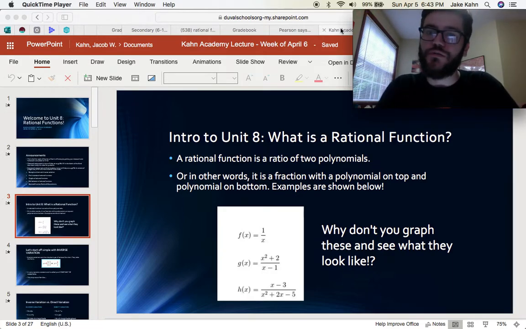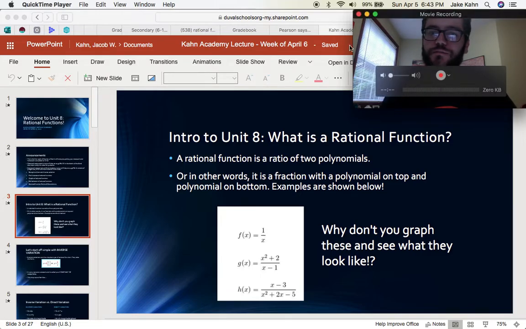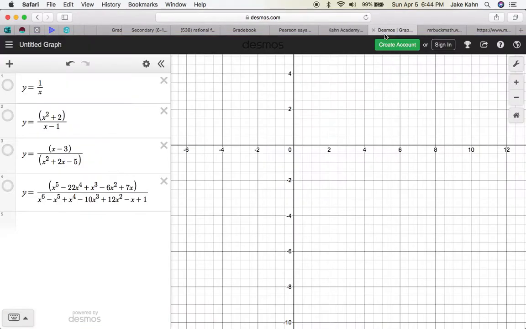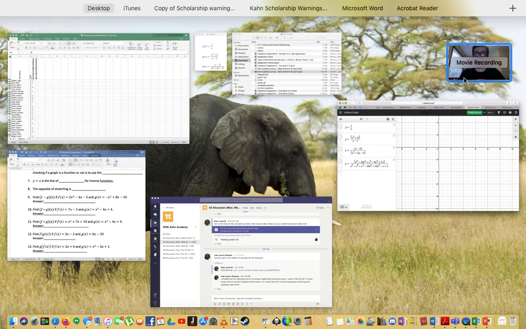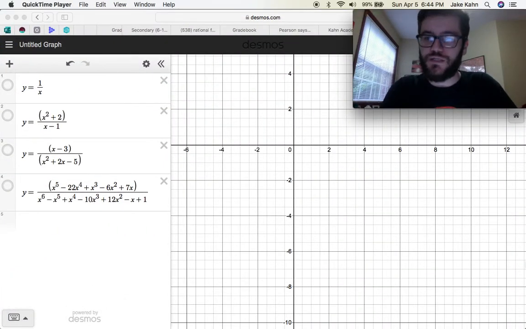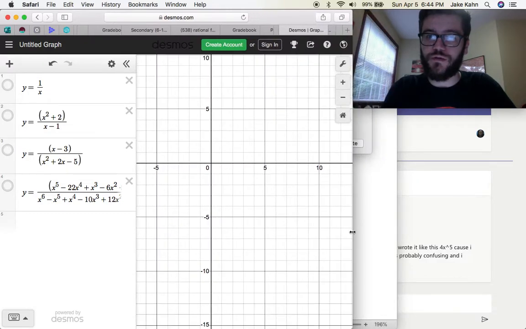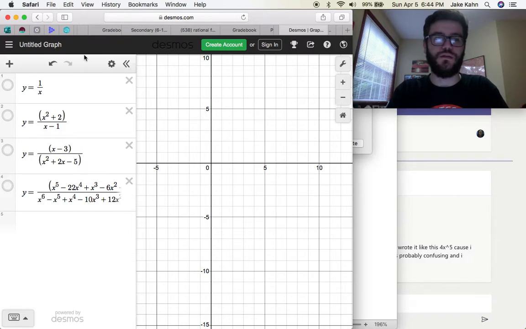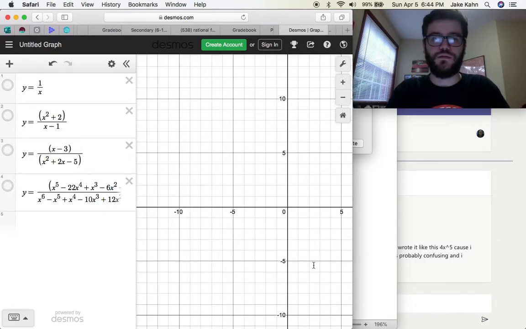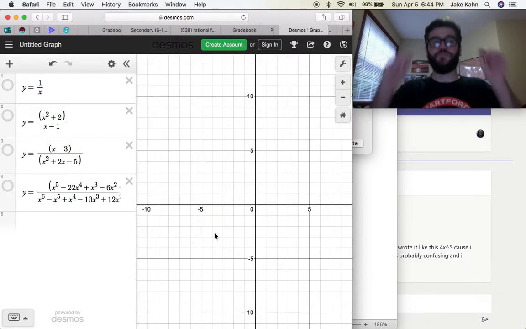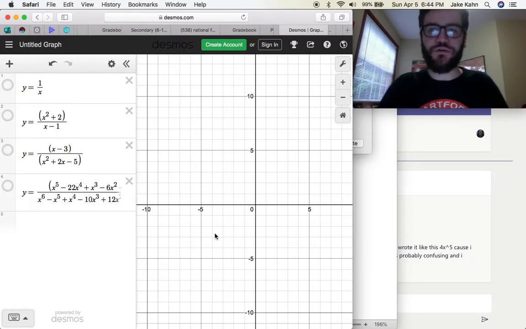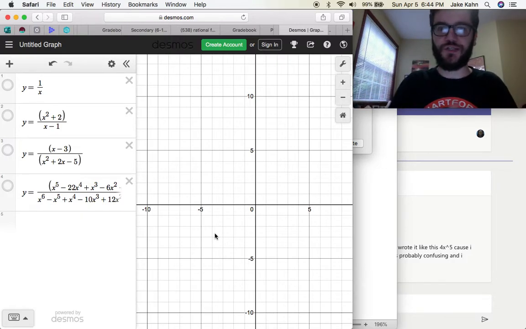Let me show you a few of these graphs so you can see what they look like. And I'm going to set this up so that I don't have to keep doing this every time. There we go. Now you can see me and you can see the PowerPoint over here.